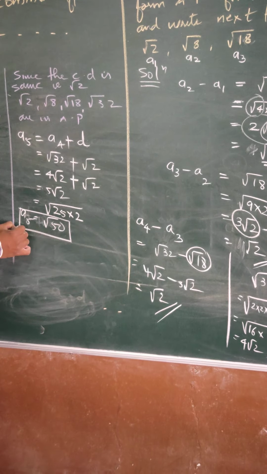Similarly, your sixth term A6 will be the previous one, A5, plus the common difference. So A5 is 5 root 2, instead of the square root of 50, plus root 2. So 5 root 2 plus root 2 becomes 6 root 2. So this is your sixth term. If you want it in another form, taking the 6 inside the root, it becomes 36 into 2, so it becomes the square root of 72. So A6 will be the square root of 72.